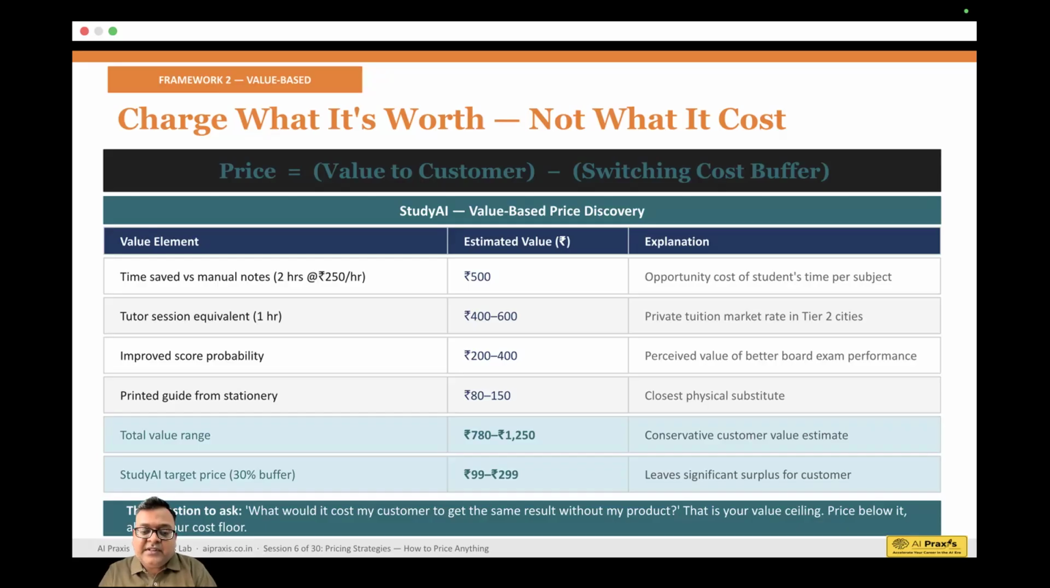And how do you arrive at this? What would it cost my customer to get the same result without my product? Just ask this question. If the customer would not have used your product, where would he or she have spent the cost? That is your value ceiling. Price below it, so in this case, of course, maybe less than 780, but above your cost floor.